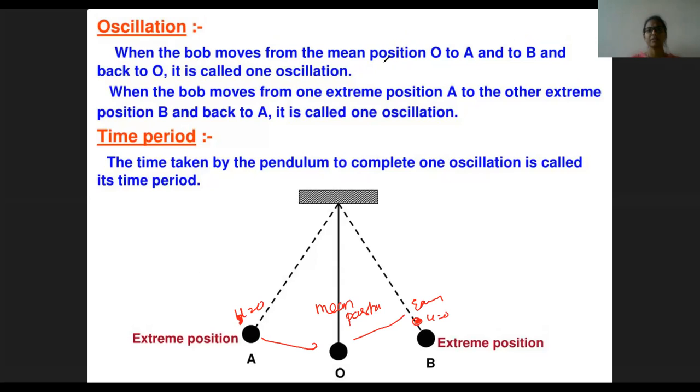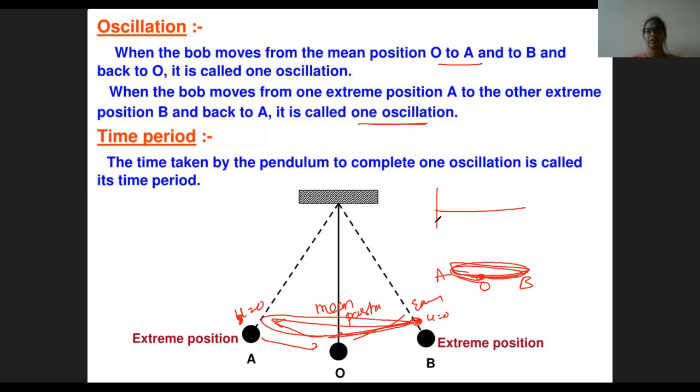So when the bob moves from the mean position O to A, and then to B, and back to O, it completes one cycle like this, from O to A, then A to B, then B back to A. When the bob moves from extreme position A to the other extreme position B and back to A, it is nothing but one oscillation. What is one oscillation? The time taken to go from here to here and come back to the same point again.